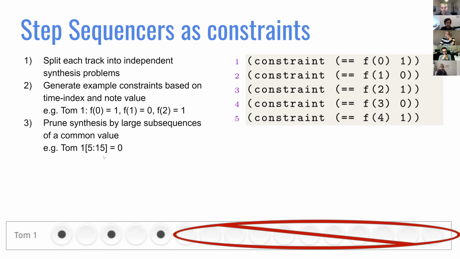And one thing you'll notice is that we need to prune large subsequences of a common value. So we have a pattern here, and the user just hasn't gotten around to clicking all of these buttons yet. That doesn't mean that the user wants all of these to be 0. It just means they haven't been specified. What we do is we say, okay, let's leave those out of our synthesis request. So as you can see here, we only have the first 5 indices specified in our constraints.